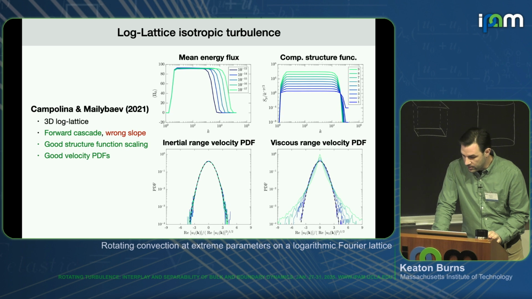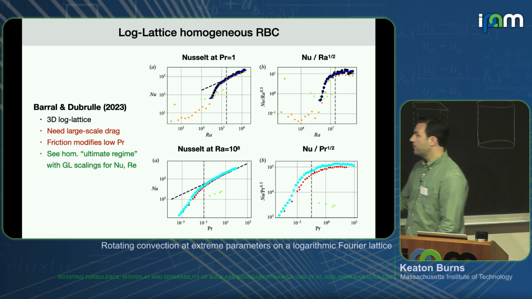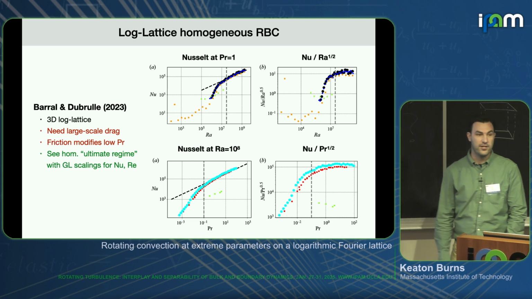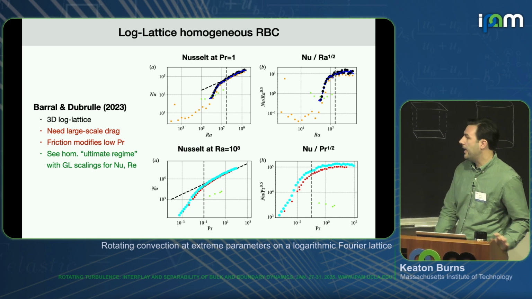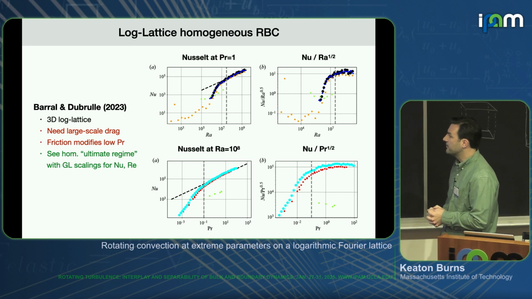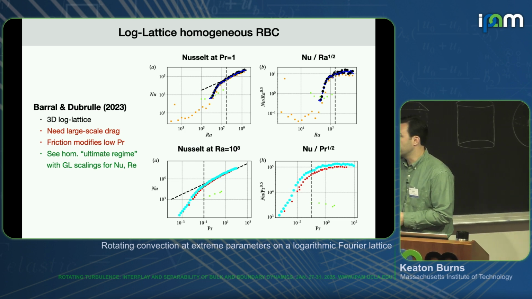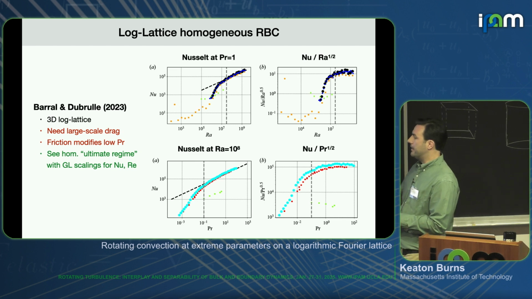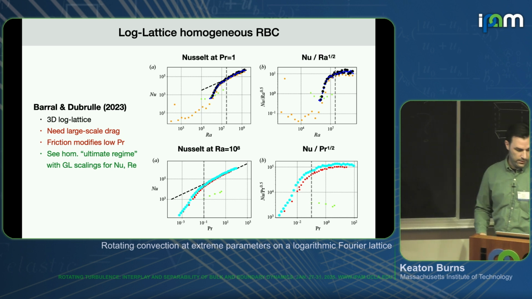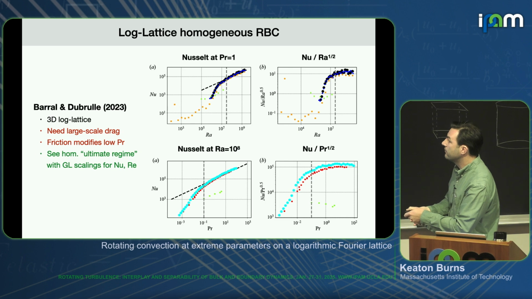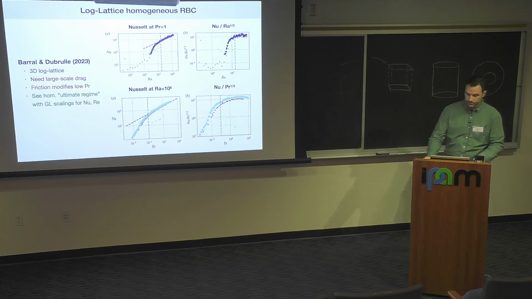Okay, so that's isotropic turbulence. There's also been work from De Bruhl's group applying this to homogeneous convection. So this is looking at Rayleigh-Benard, but with vertical periodicity. And these are their results showing the Nusselt number scaling that they find as a function of Rayleigh number. Since they don't have walls, they need to put in a large-scale drag to saturate the flow. And they say that modifies some things at low Prandtl number. But in general, they do see this regime where they see a Rayleigh 1/2 scaling, following the ultimate regime prediction for the Nusselt number.